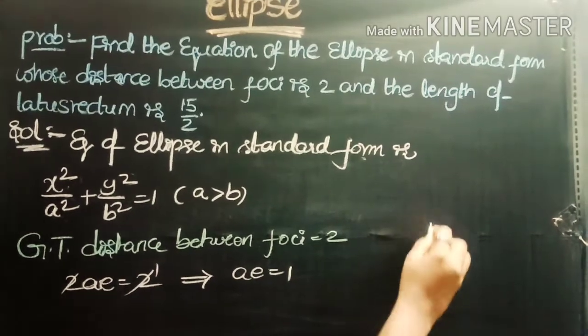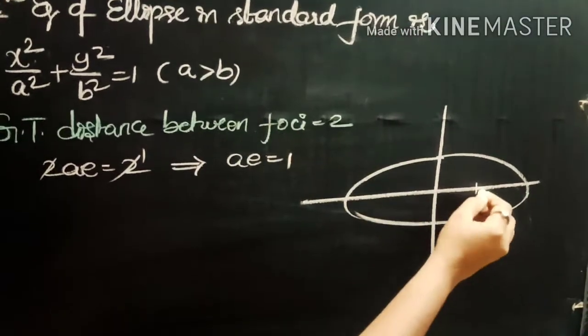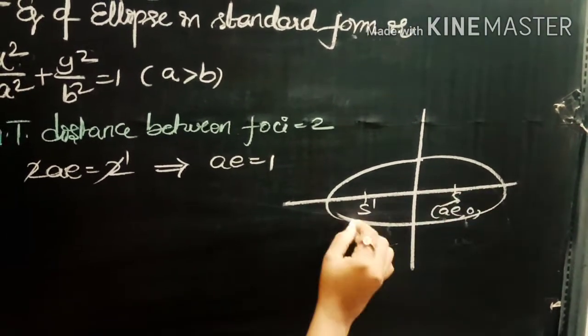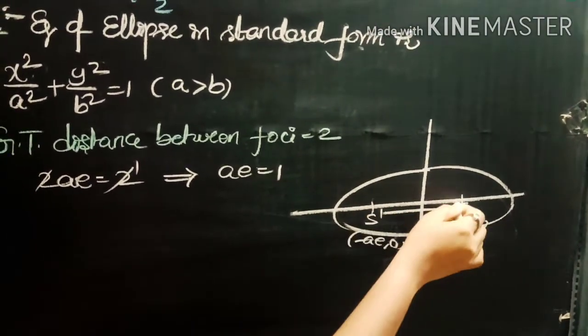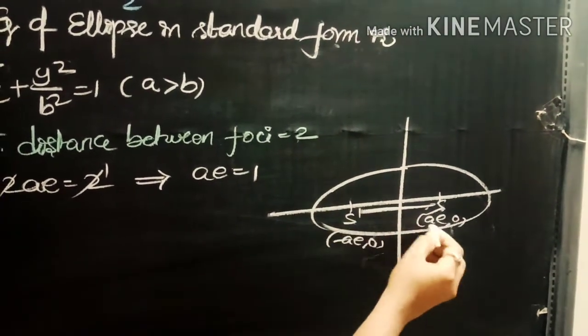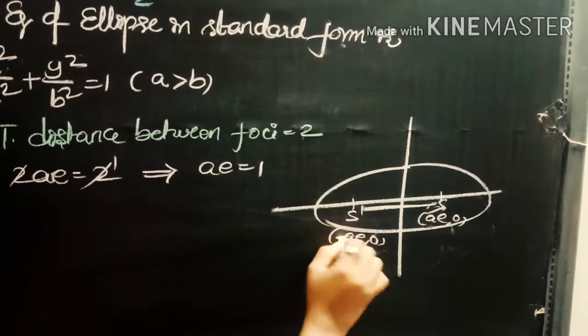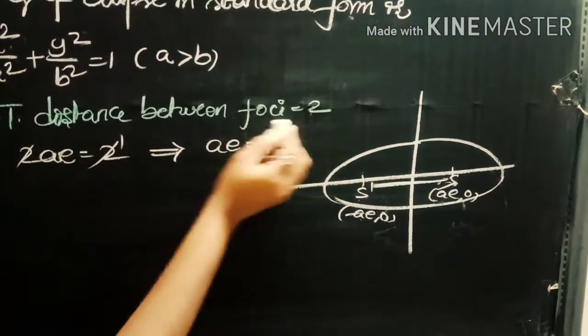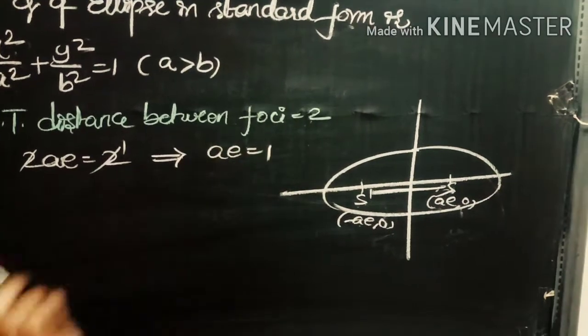This is the diagram. Here we already know that S is equal to (ae, 0) and S dash is equal to (minus ae, 0). The distance between these 2 points is equal to 2. Now what is the distance between these 2 points from the diagram? ae minus of minus ae, that is ae plus ae, 2ae. The distance between the foci is 2ae. Given that the value is equal to 2, then the value of ae is equal to 1.